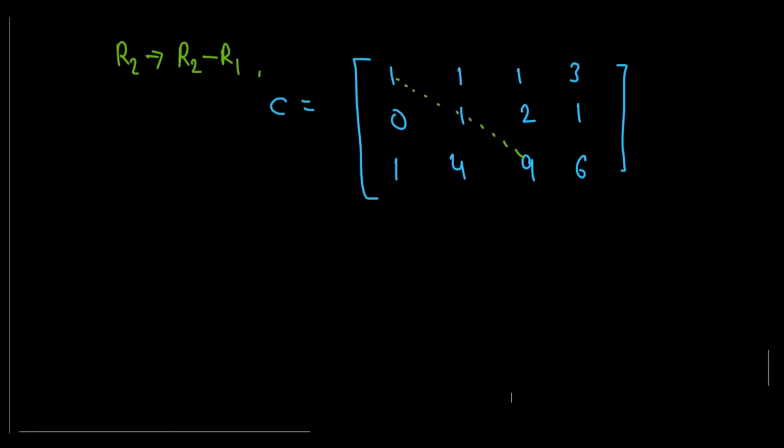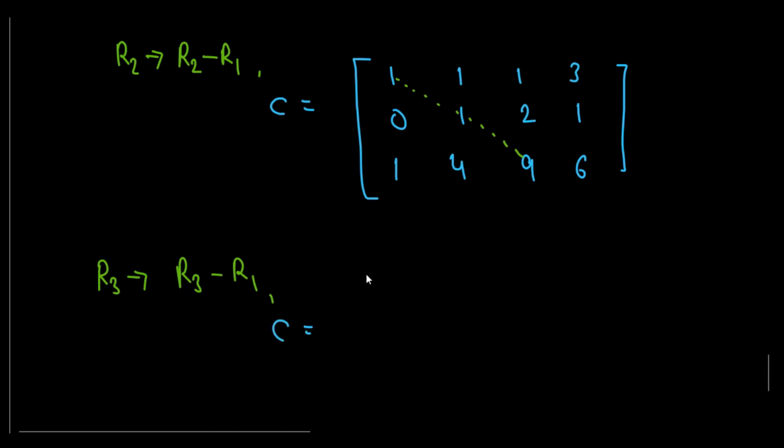The operation may be different for you. We can use R2 minus R3, or R3 minus R2, or R3 minus R1. It depends upon your calculation. So I first changed R2, then we make the operation for R3. So R3 changes to R3 minus R1.